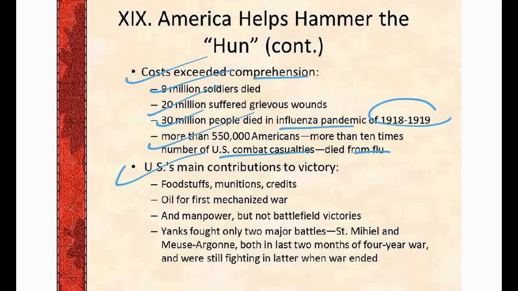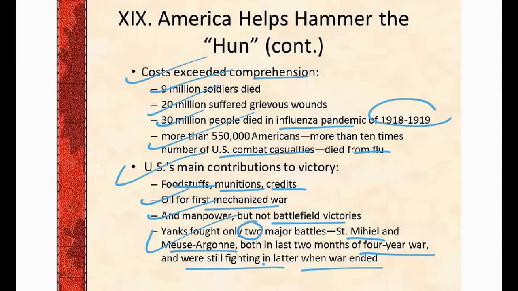The U.S. main contributions to the victory were foodstuffs, ammunition, and credits, oil for the first mechanized war, and manpower, but not battlefield victories. The Yanks fought only in 2 major battles of World War I, St. Mihiel and the Meuse-Argonne, both in the last 2 months of the 4-year war, and they were still fighting in the latter when the war ended.